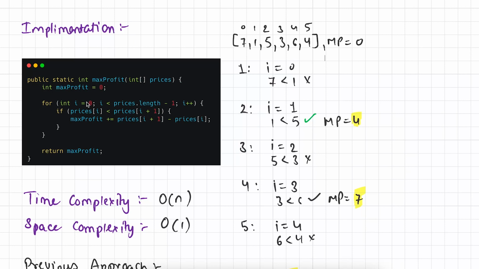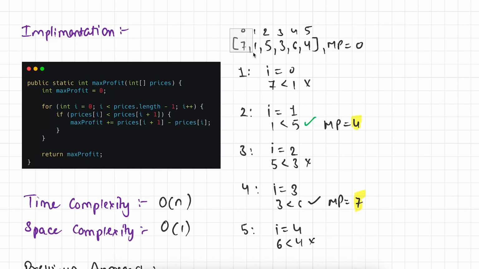And inside this loop, we are simply checking if the price of the current day is less than or equal to the next day or not. If we find that the price of the current day is smaller than the next day, then obviously we will make a profit out of it. So if we find this condition, then we book our profit and add it to the maximum profit. Simple. And then after the loop gets completed, we return the maximum profit. So let's dive into this code and see how it works.